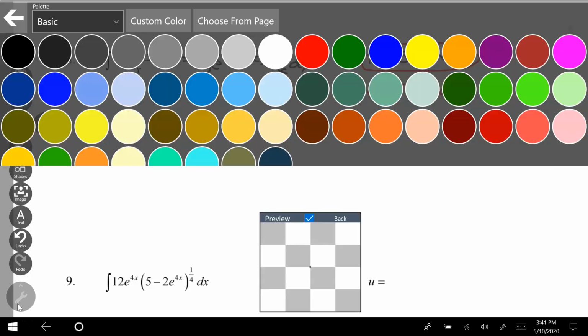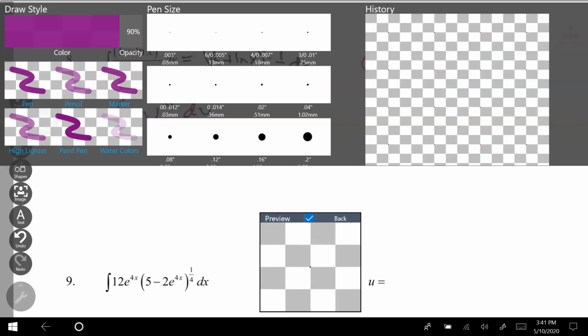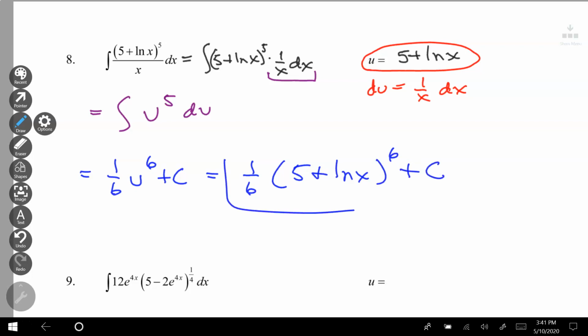And now I actually have what I wanted, so I can rewrite this as u to the 5th du. And taking its antiderivative is 1 over 6 u to the 6th plus c, or 1/6 parentheses 5 plus ln of x to the 6th plus c. Actually, once you figure out what the u is, it's really like a two-step process after that. It really cleans up quite quickly.